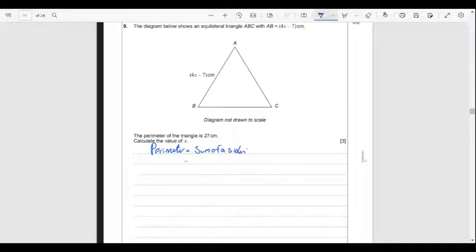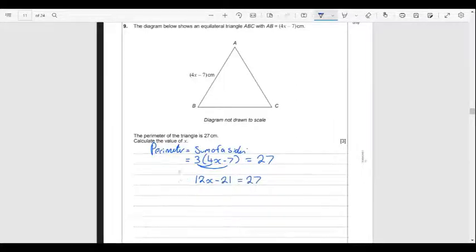So that's what we need to be doing. And we know there are 3 sides and they are all 4x take away 7. So I'm going to do 3 times 4x minus 7, and we're told this equals 27. Okay, I'm going to keep it without centimeters for now. So if we expand the brackets, 3 times 4 is 12x, and 3 times minus 7 is minus 21. Okay, all this should be equal to 27.